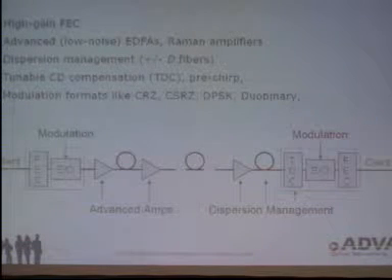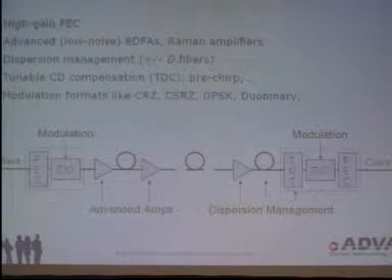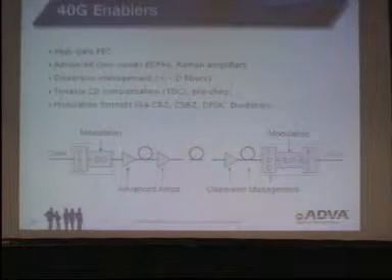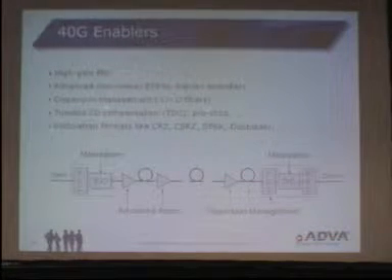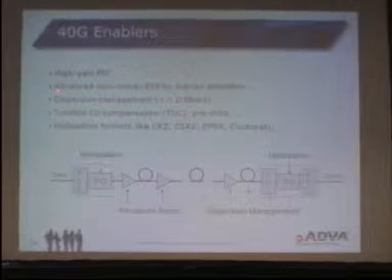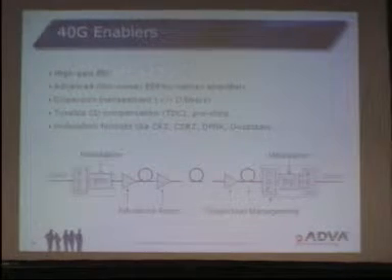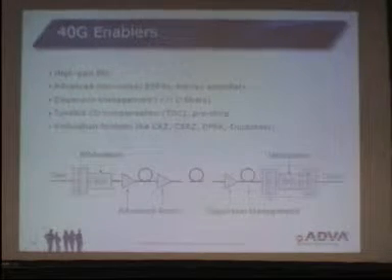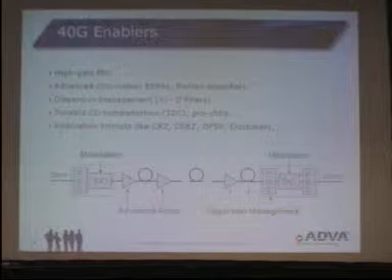I talked a little bit about the constraining effects, which make transmission much more difficult than at 10 gig. So some things have to be done. And in effect, everything that's possible has to be done. So we have to use high gain forward error correction. We have to use advanced low noise amplifiers, the ones that were already mentioned, Raman, etc. We have to use proper dispersion management. So something has to be done to cancel the accumulated chromatic dispersion.